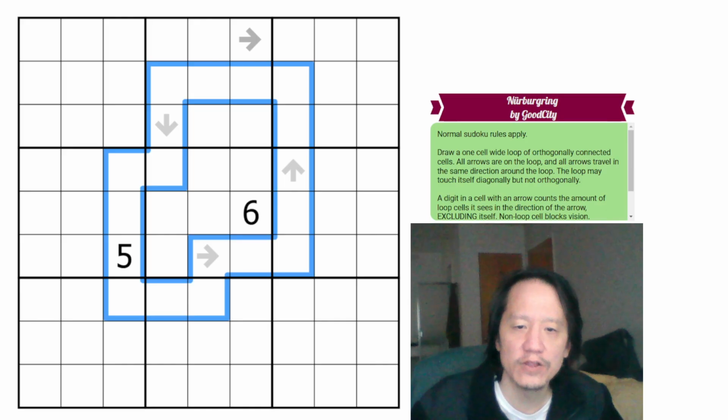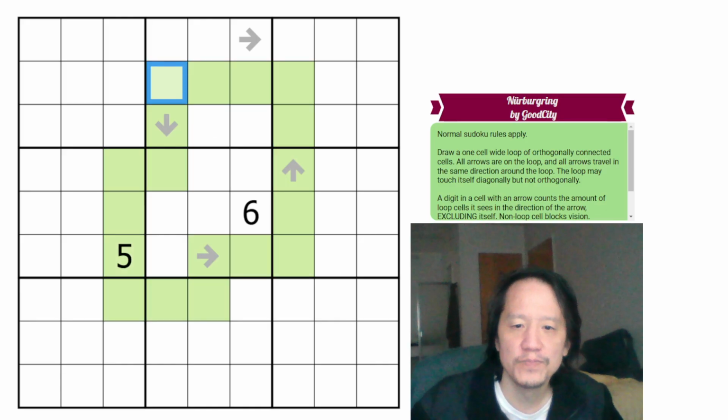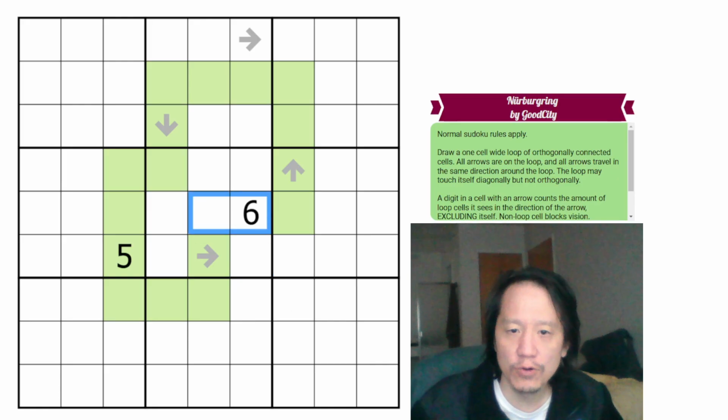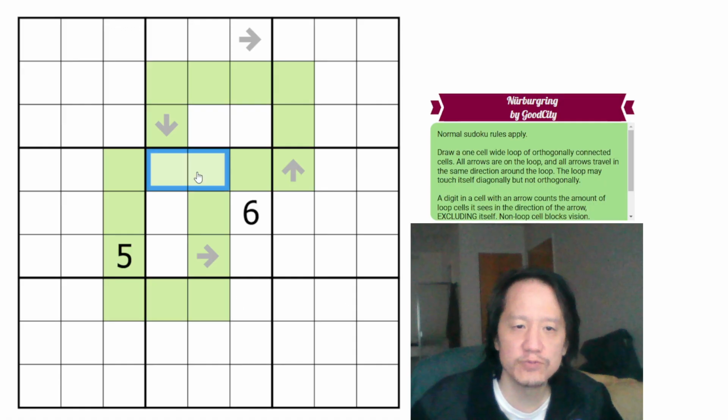So this is a valid orthogonal loop. This is not, because these are not orthogonally connected. They're only diagonally connected. The loop may touch itself, so basically if we add back in this one, this is now valid. The loop can touch itself diagonally, so this is valid also, but it cannot touch itself orthogonally. So for example, if we try to make it this way, this doesn't work because this would be touching itself orthogonally.